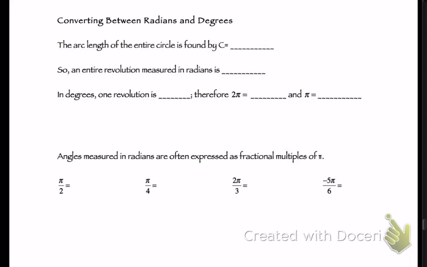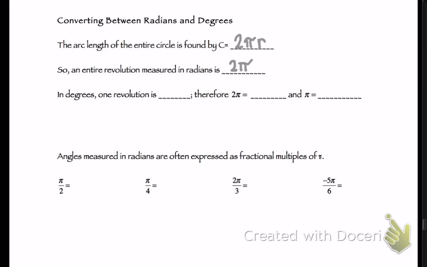Okay, so based on our activity over the last couple of days, you should be able to pretty much answer these questions on your own. But I figured I would go over them with you just to make sure you got the activity that we did the other day. So, the arc length, remember that's the distance around the circle. The arc length of an entire circle is found by, well, it's finding the circumference of a circle, so that's obviously 2 pi r. Based on our activity, we learned that an entire revolution measured in radians is 2 pi.